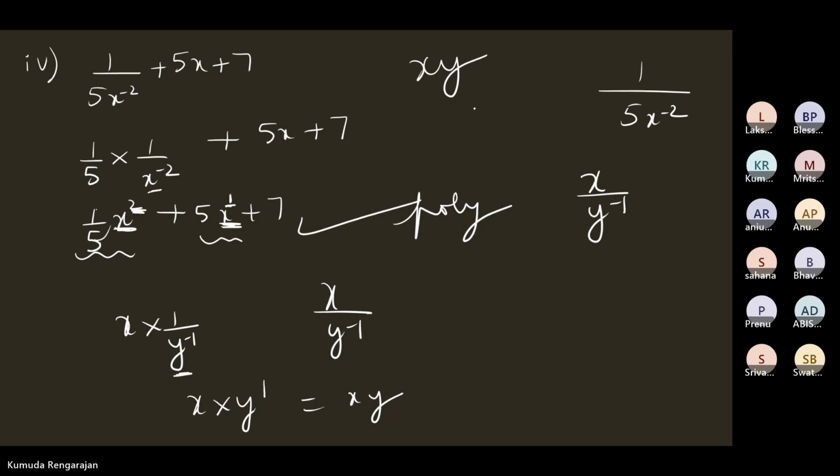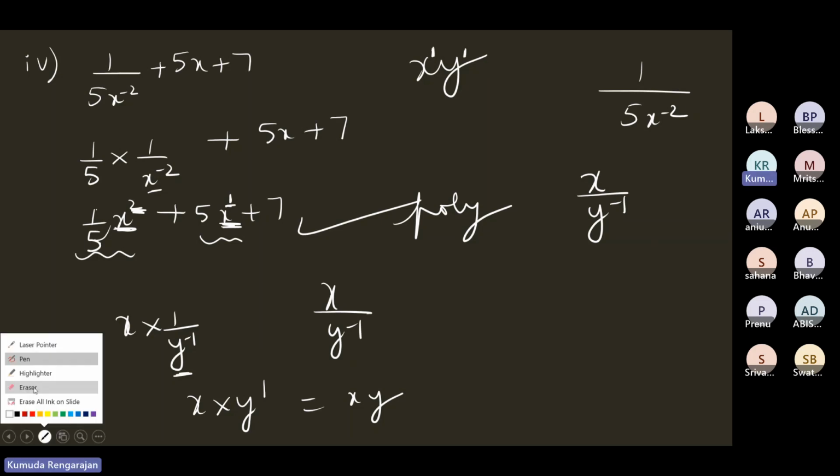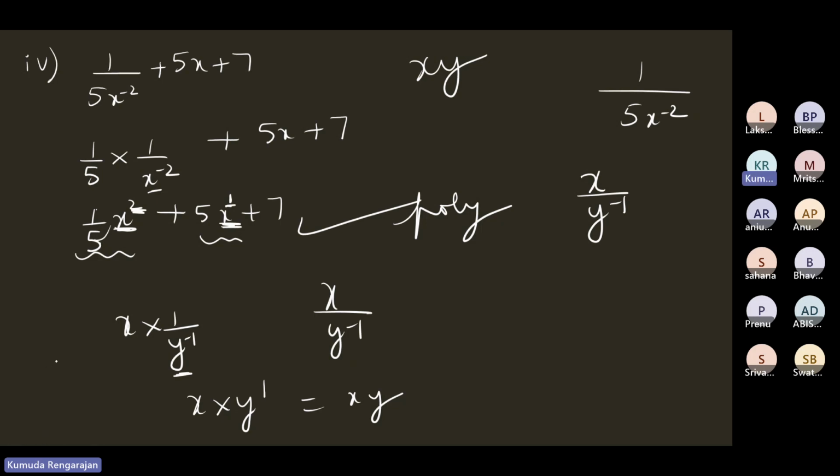Yes, ma'am. Yes, because the power of x is 1 and the power of y is also 1, both of which are whole numbers. Now, based on the number of terms, give a special name to the polynomial xy. Based on the number of terms, it's a monomial. It's a monomial because x plus y is a binomial.